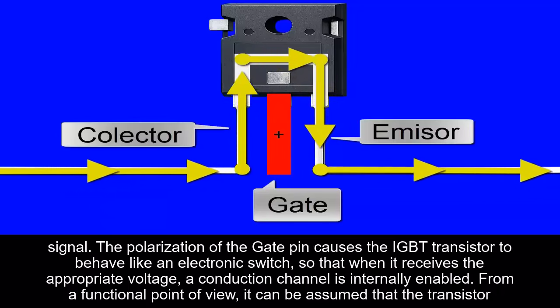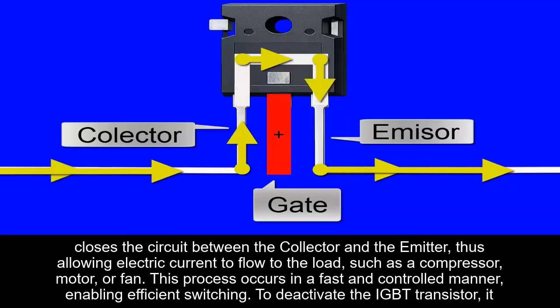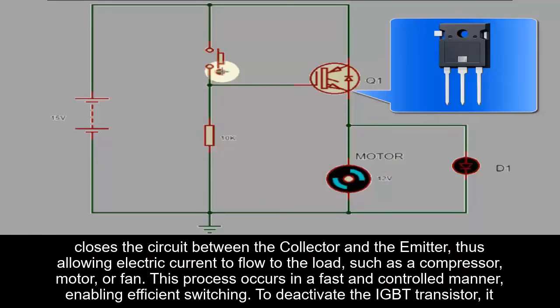From a functional point of view, it can be assumed that the transistor closes the circuit between the collector and emitter, thus allowing electric current to flow to the load, such as a compressor, motor, or fan. This process occurs in a fast and controlled manner, enabling efficient switching.